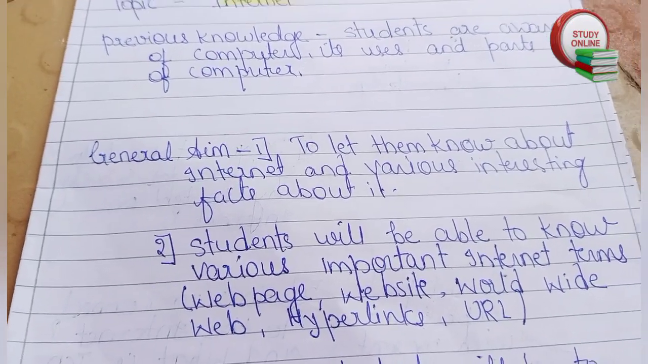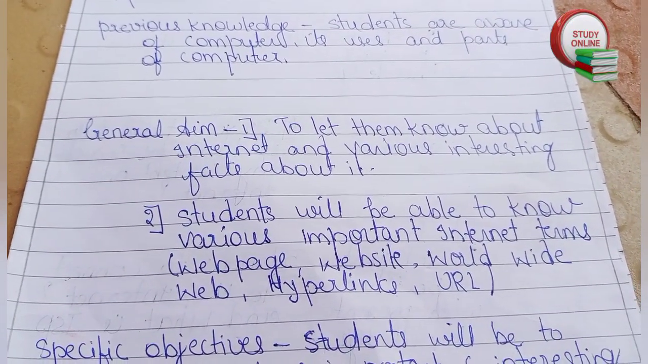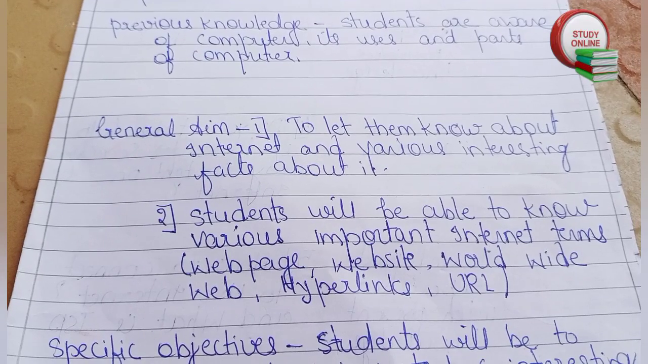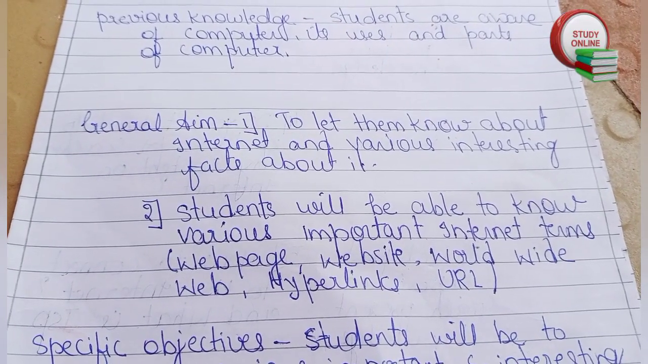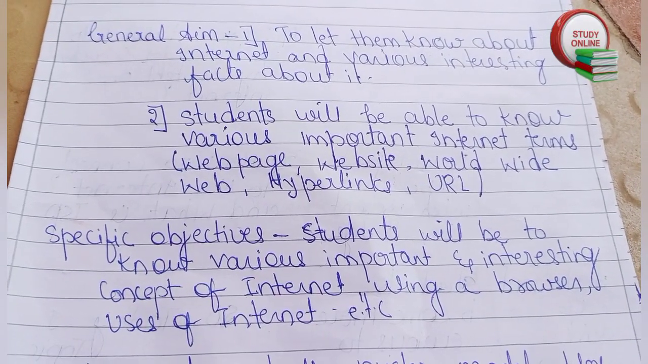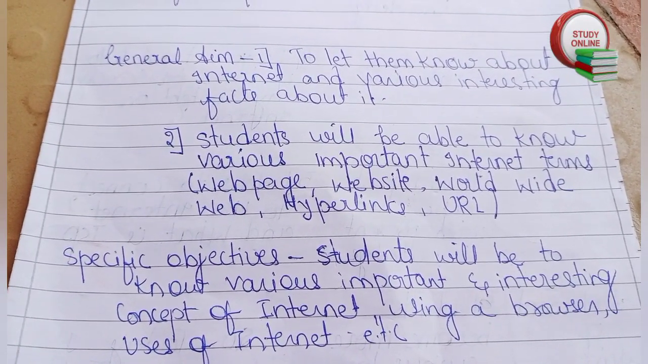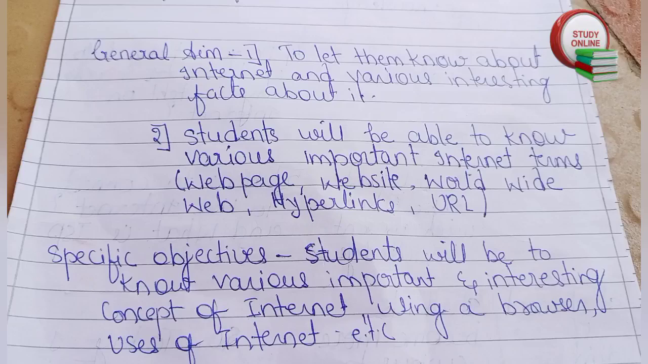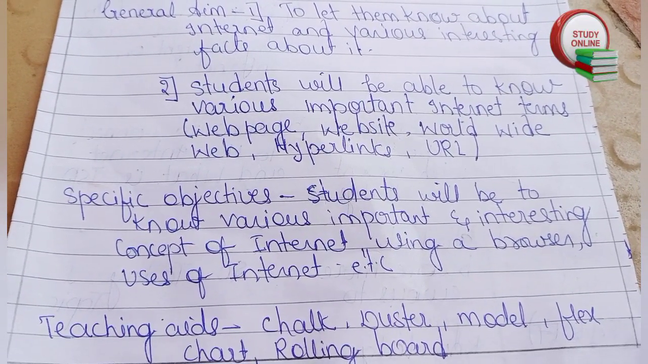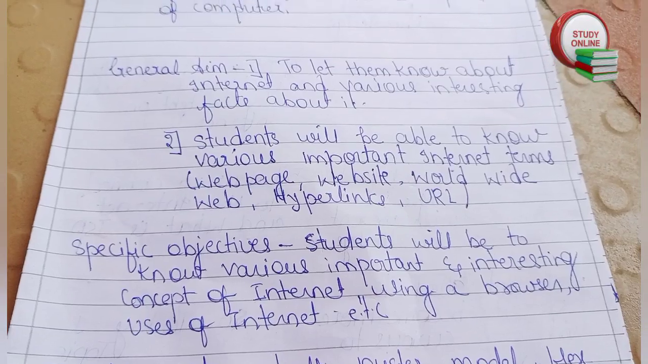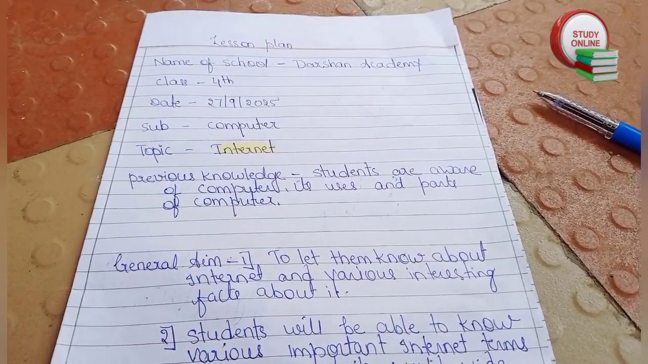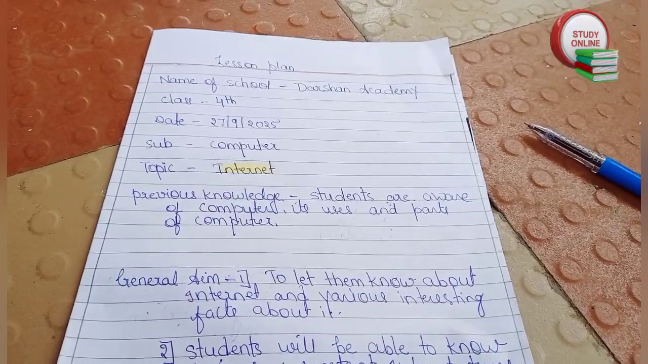General aim: in general aim we have to write what we basically want to teach to students. So I have written here that I want to teach students internet terms, web page, websites, world wide web, hyperlinks. So you can write like this. Specific objectives: the same thing I have written here as general aim. So you can write it accordingly. And for teaching aids, as usual. So this is our format. You can see the overall look of our lesson plan, or first page of our lesson plan.